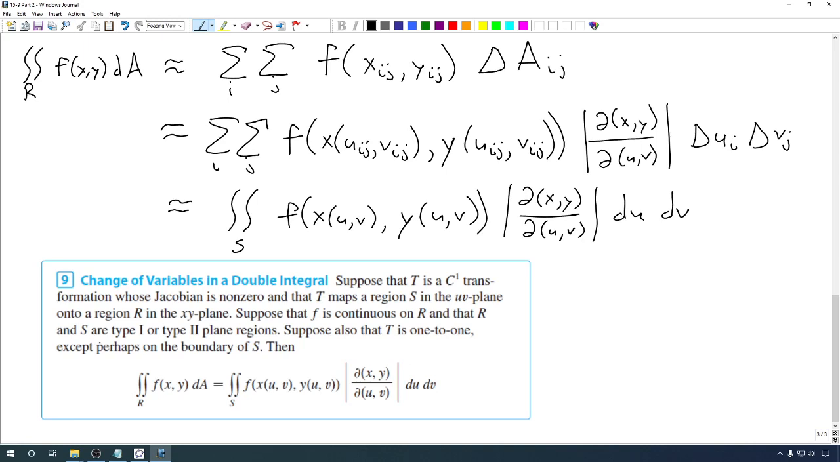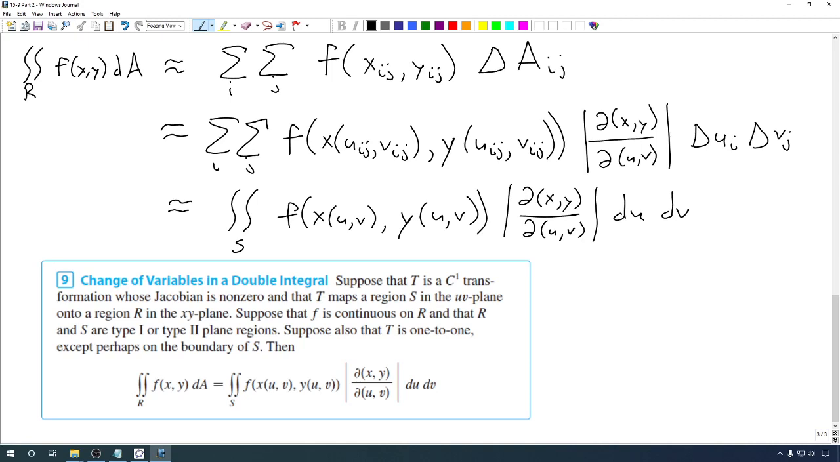But we do allow it to be not one-to-one on the boundary. That's useful whenever we deal with anything with polar coordinates, especially. But it'll be useful in other situations as well. But if all those conditions are satisfied, which is usually going to be the case, it sounds like a lot, but it really isn't. Under those conditions, we have our formula. We have what we call the change of variables formula for double integrals.